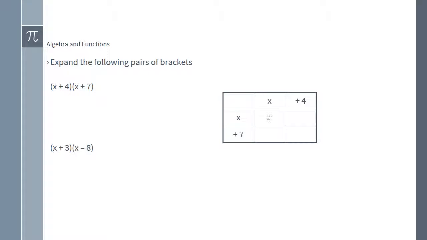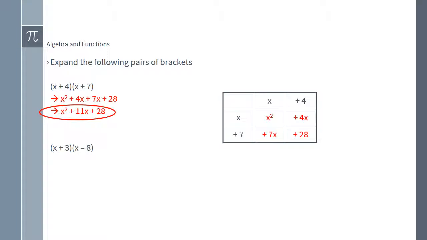So x times x, x squared, x times 4, 4x, 7 times x is 7x, and 7 times 4 is 28. So we end up with x squared plus 4x plus 7x plus 28. Collect together the like terms. In this case, these are the x's. x squared plus 11x plus 28. That's the expansion of that pair of brackets.